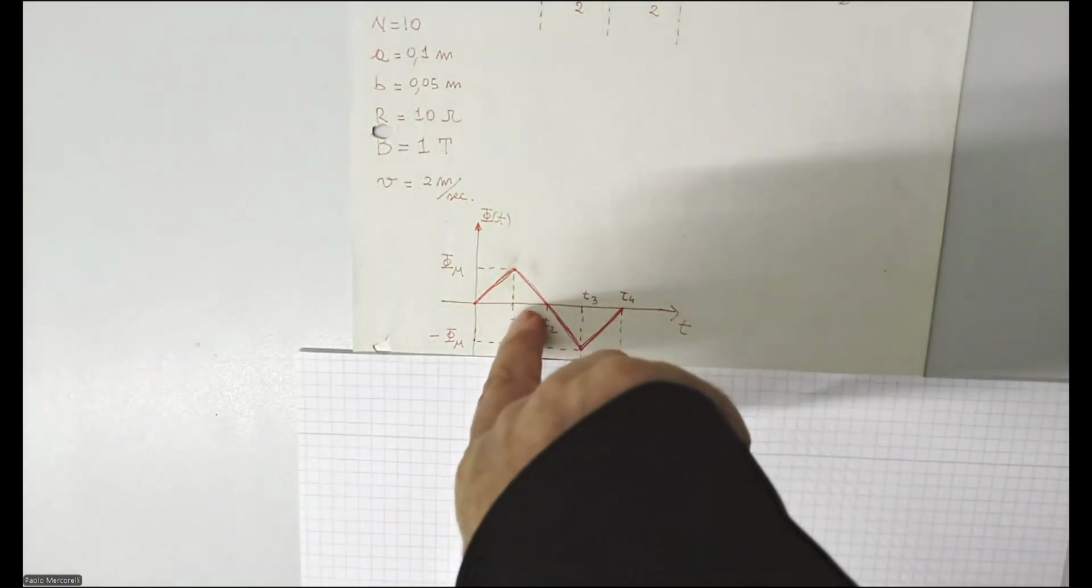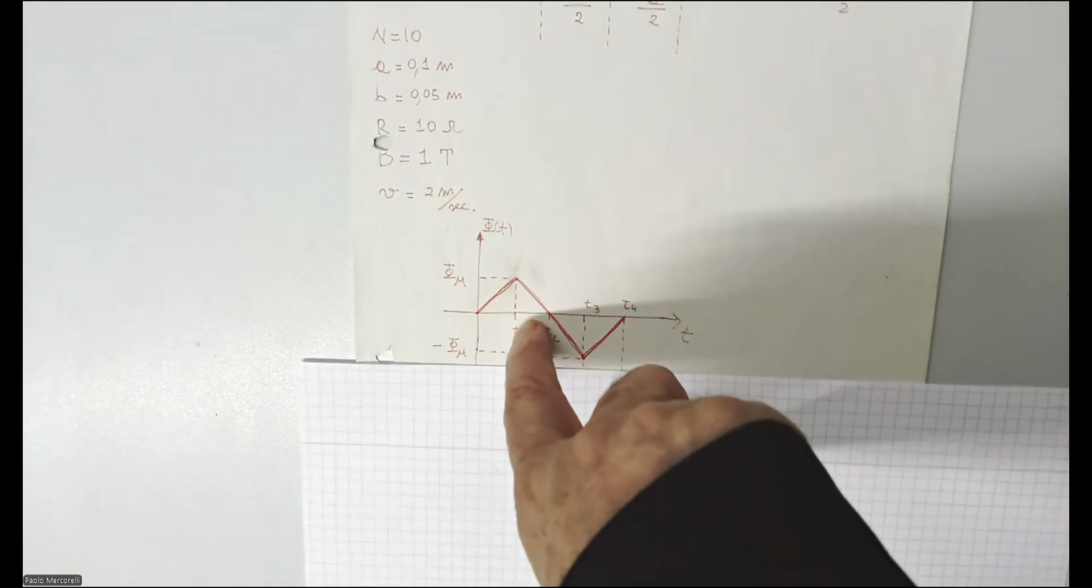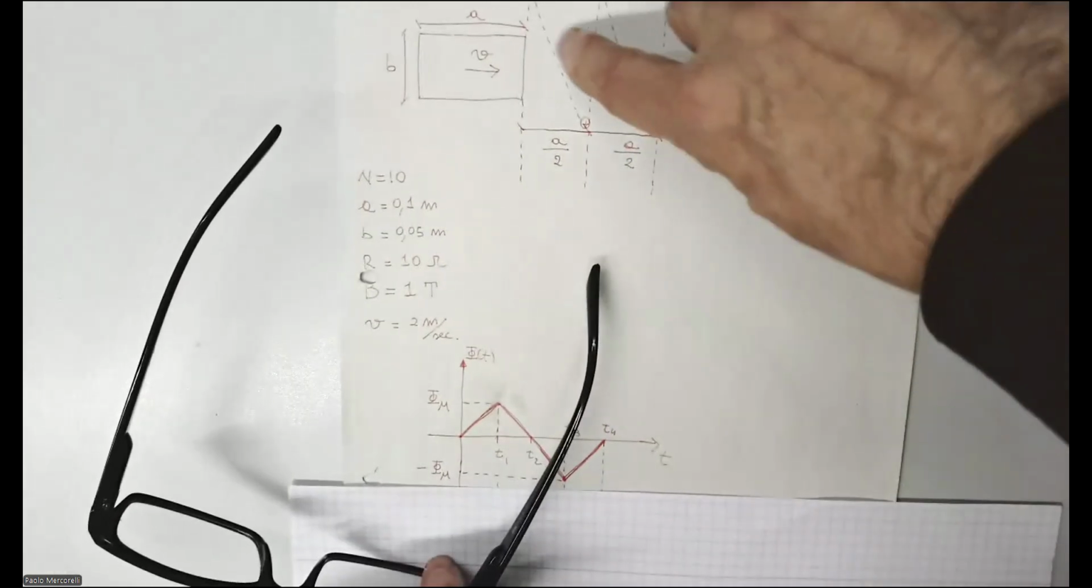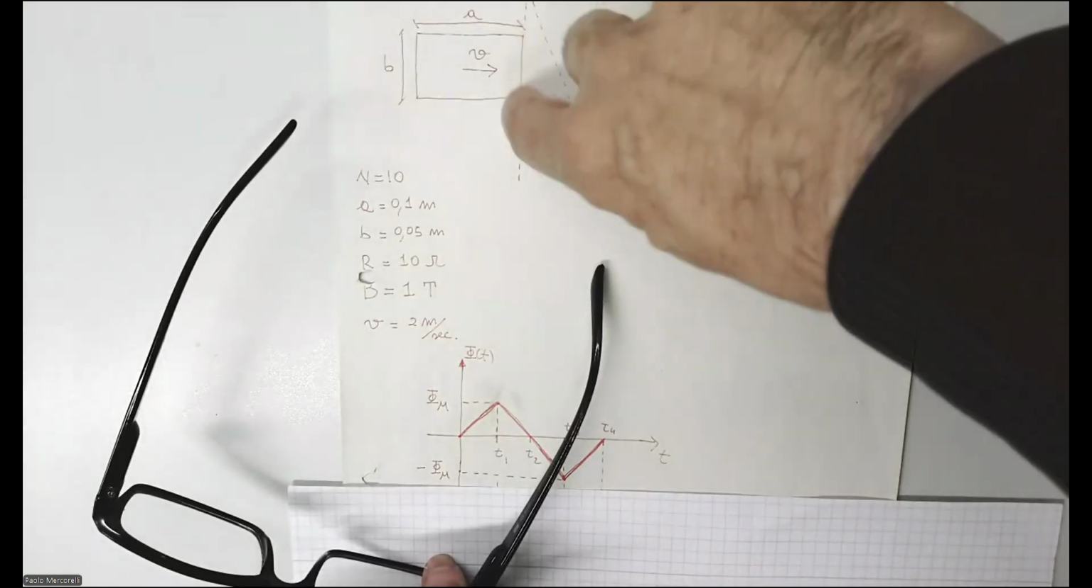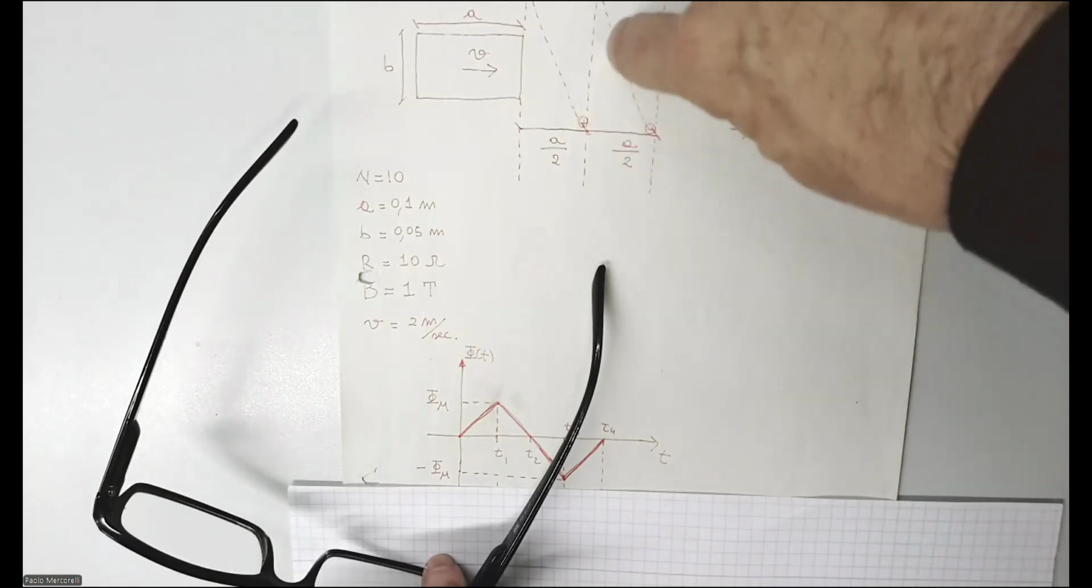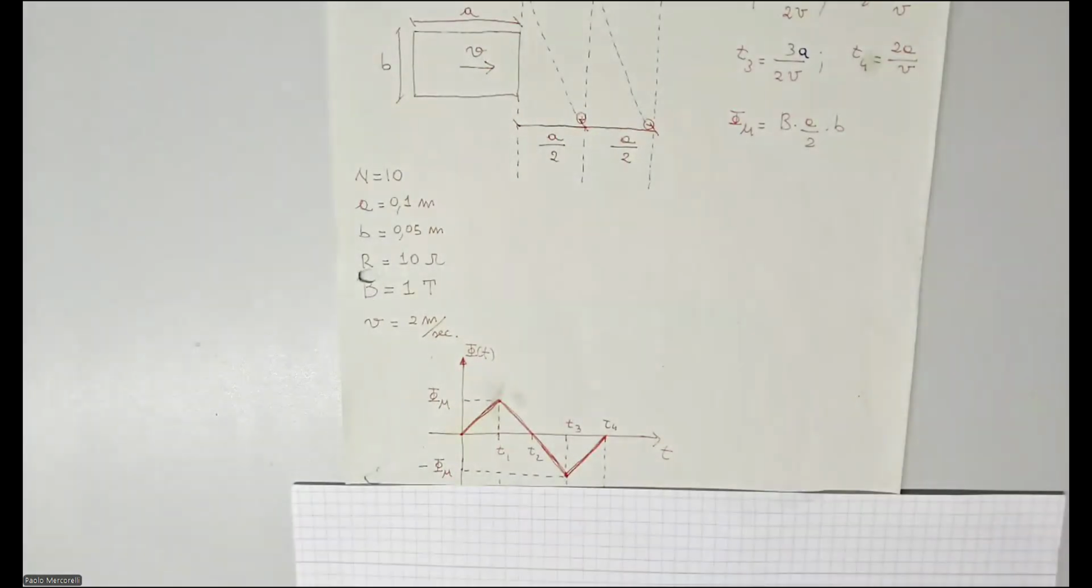Until time 1. What is time 1? Time 1 is the time when these conductors are at this position. This is the maximal flux which we have, because we have the maximal effective surface, or active magnetic surface, or active surface. Correct.